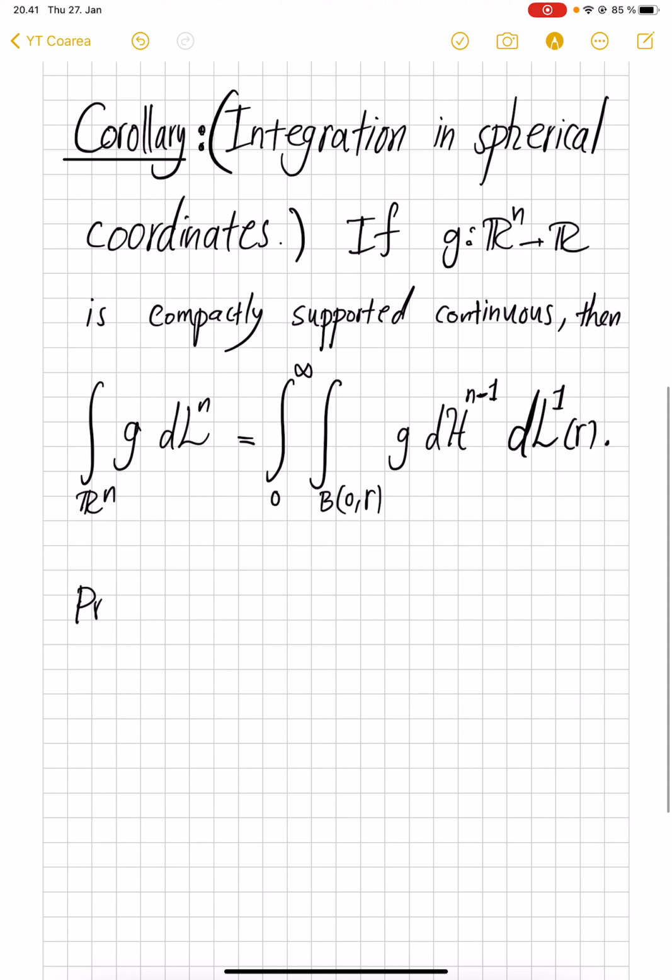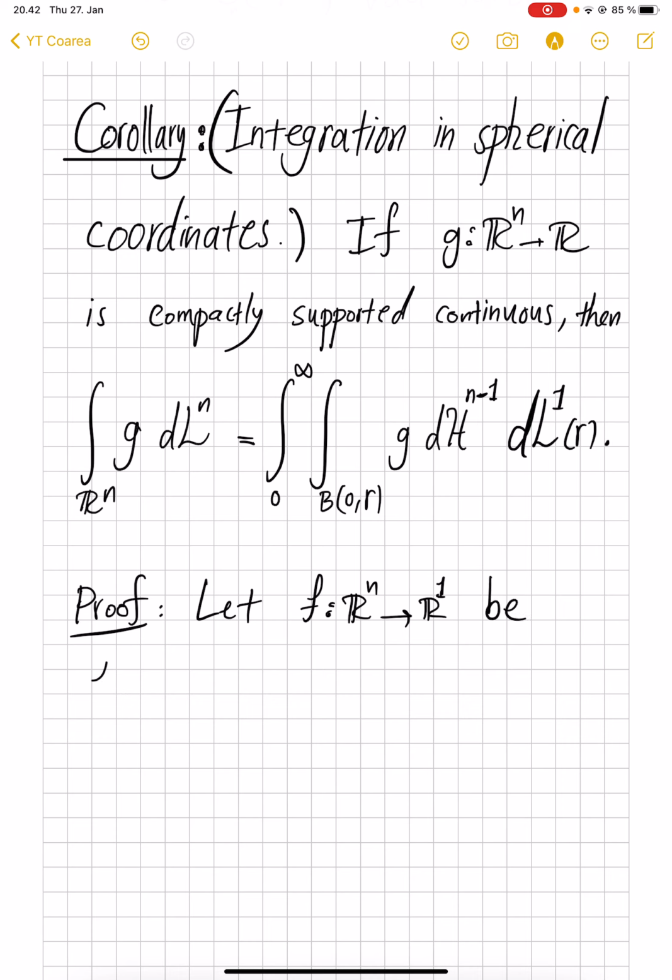So the proof of this will be: let f from Rn into R1. So here this is our m and this is our n in the Coarea formula. Take the particular function which takes x to the absolute value of x. Then f is Lipschitz, so the coarea formula applies.